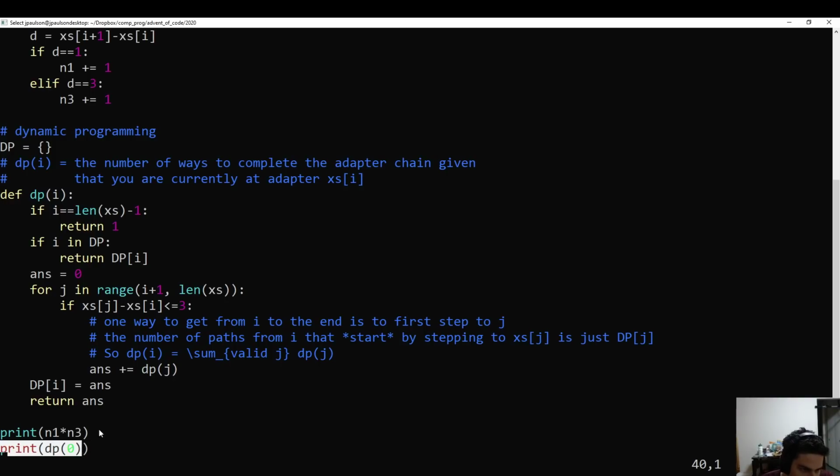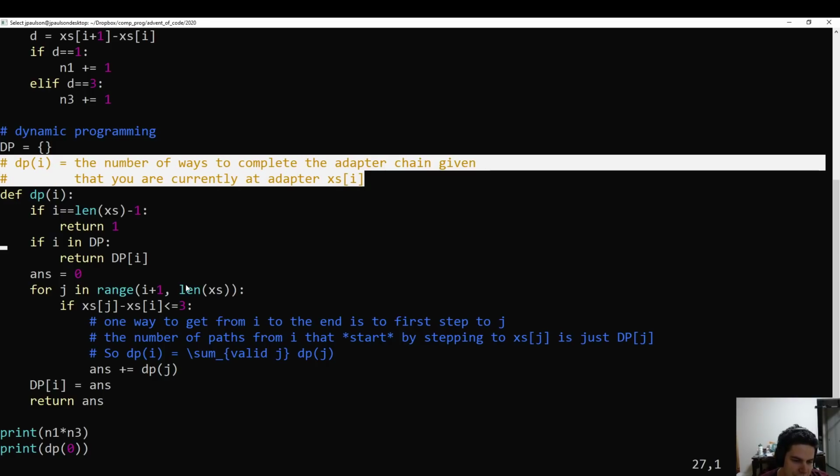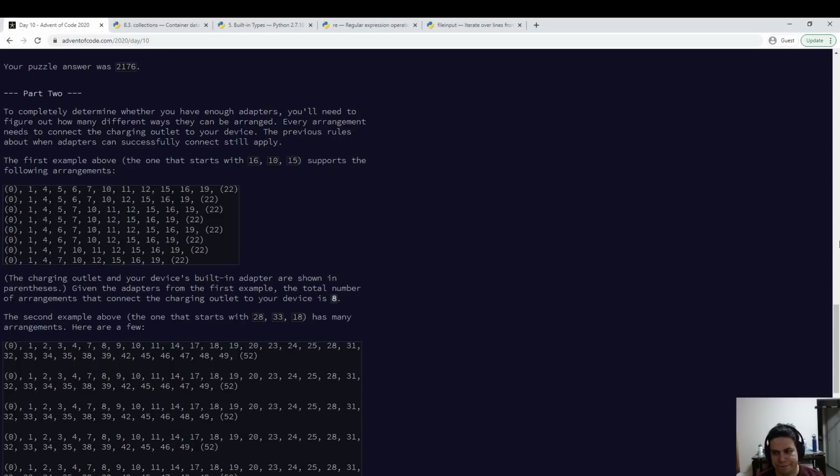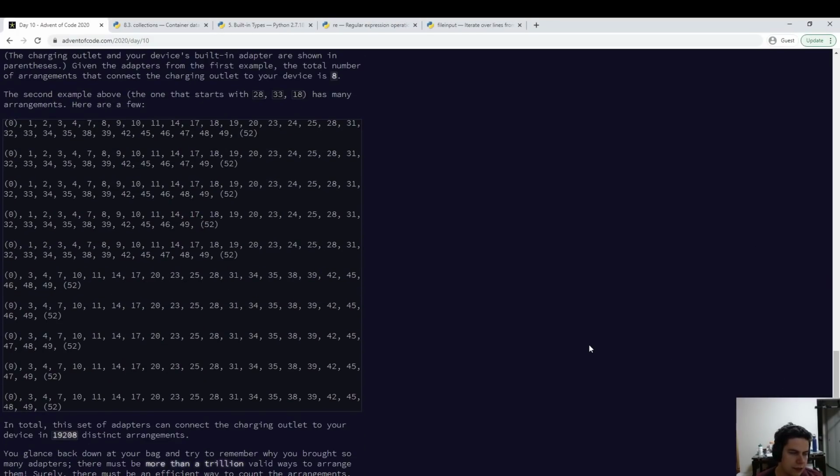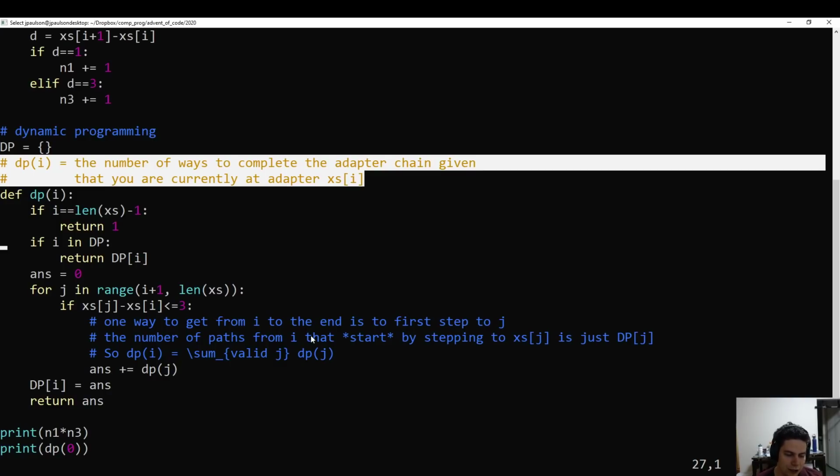Okay, so now the answer is dp0, but there's a big problem, which is that this recursive brute force solution is exponential time. And why is that? So imagine you just had all of the numbers in your input list, right? Then you can take steps of size 1, 2, or 3. What's a good way to see why that is?